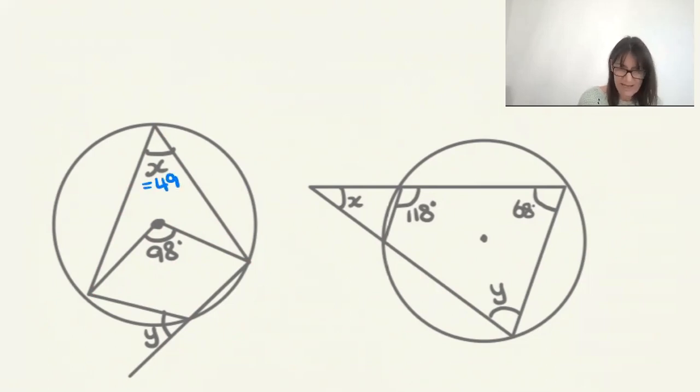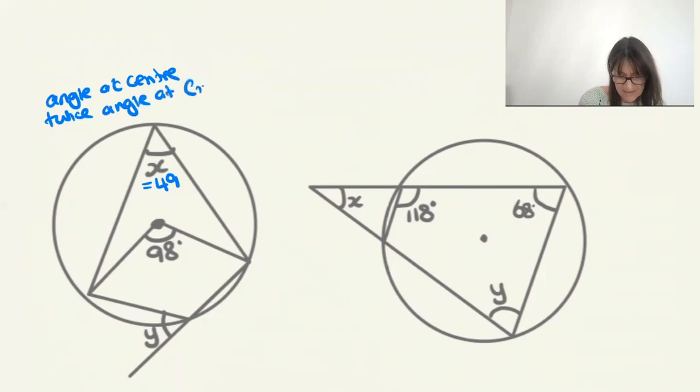And we would write down something along the lines of angle at center twice angle at circumference. Remember, writing it down as you go means you never have to think about it again. You can just move on now to the next thing that you're going to try and spot with this particular question.